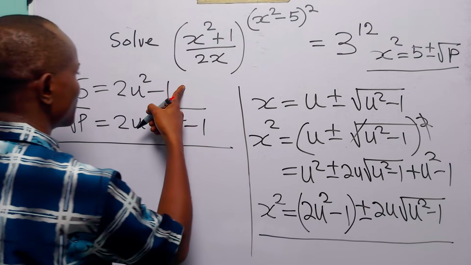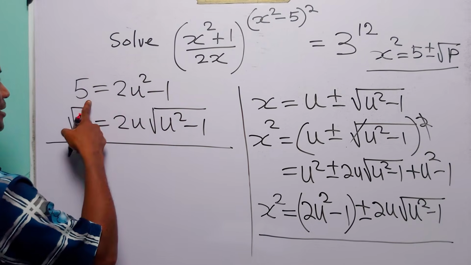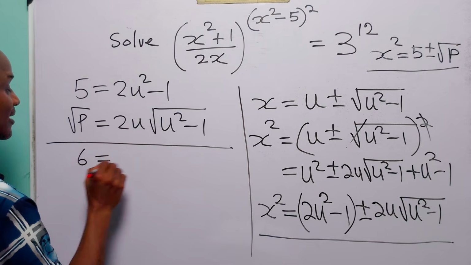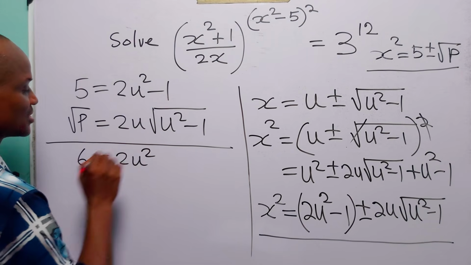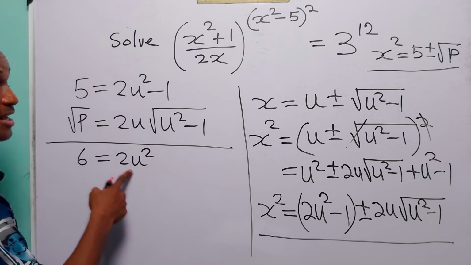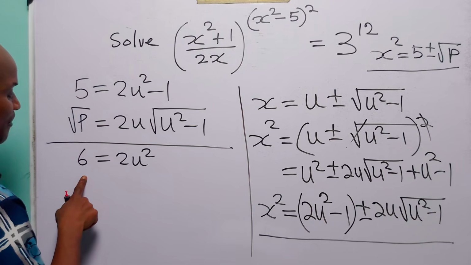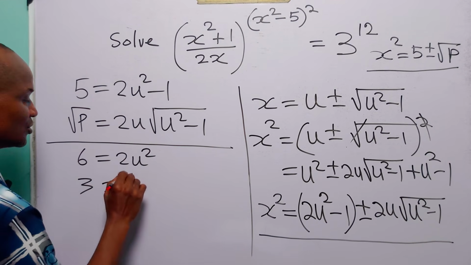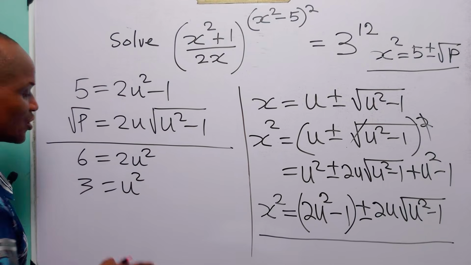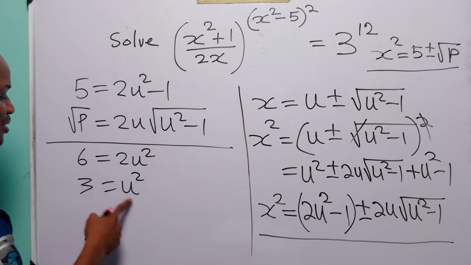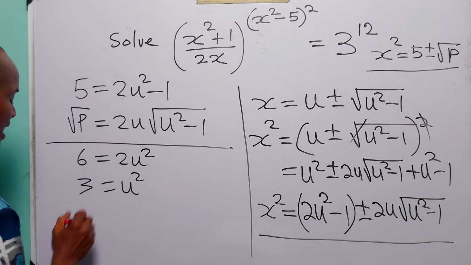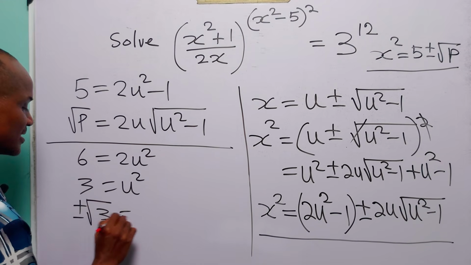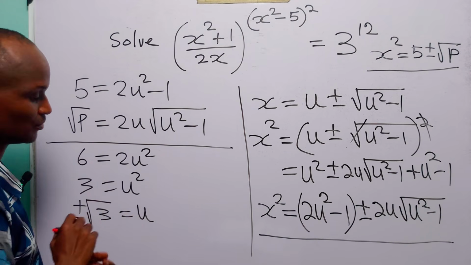Now, from the first equation, if we add 1 to both sides of this equation, then we have that 6 is equal to 2u squared. Now, when we divide both sides of this equation by 2, we have that 3 is equal to u squared. And of course, if we take the square root of both sides of this equation, we have that plus or minus root 3 is equal to u.